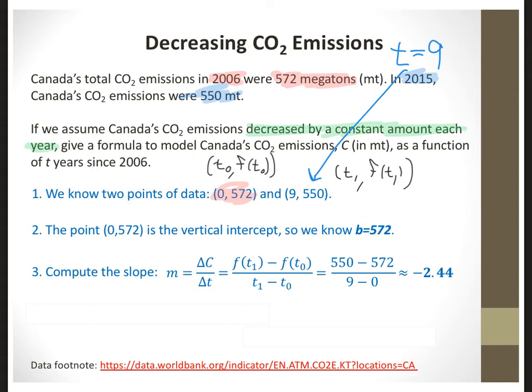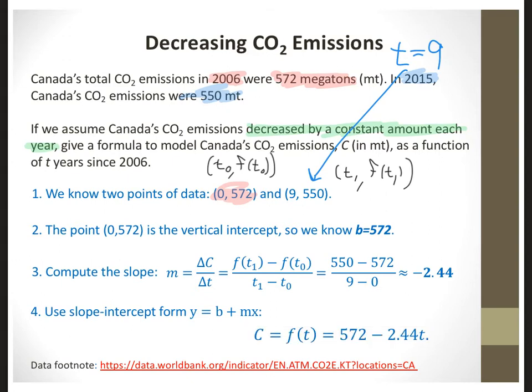And so now that we've got the slope and we have the intercept, we've got the 2 parameters that we need for our model. So we can express this now using slope-intercept form, which would give me that C is equal to B, which in this case was 572, our vertical intercept, minus 2.44 t. So that was our slope. In this case, our slope is negative, and that makes sense because Canada's CO2 emissions were decreasing.